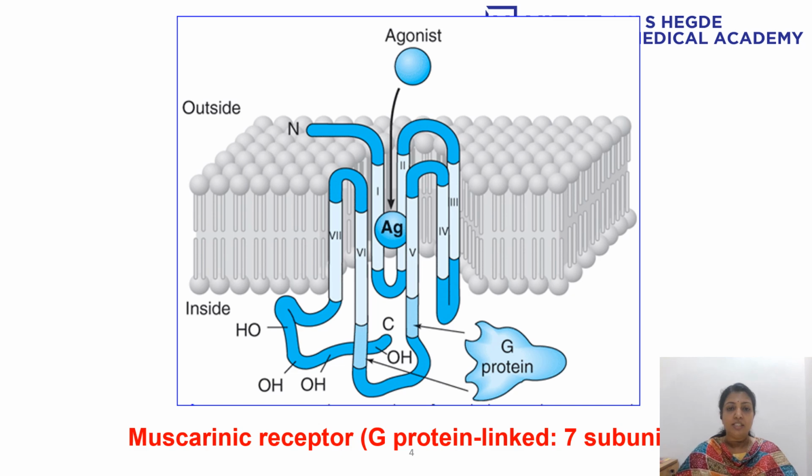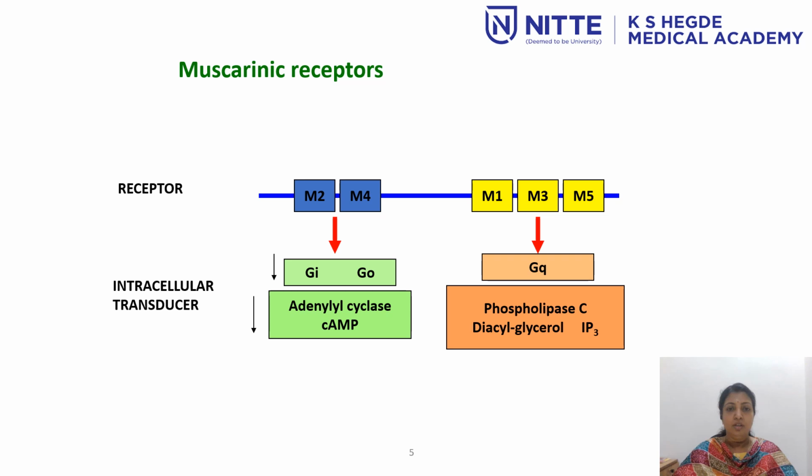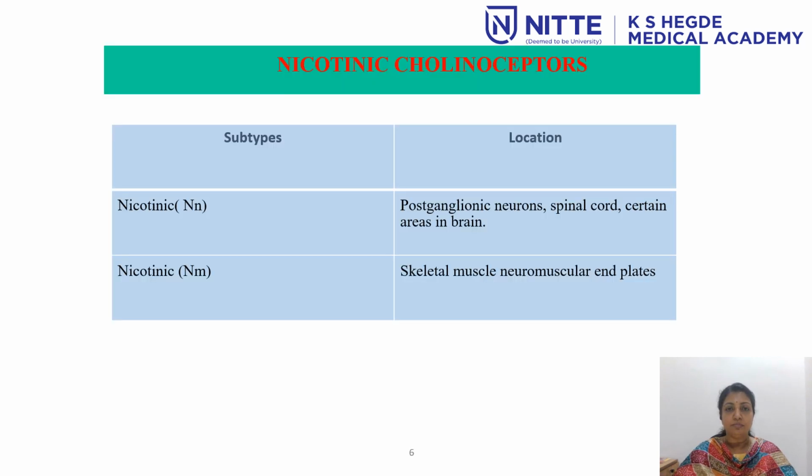So, these muscarinic receptors are G protein coupled receptors. Among the subtypes, M2 and M4 mainly act through the adenyl cyclase cyclic AMP pathway, whereas M1, M3, and M5 act through the phospholipase C IP3 DAG pathway.